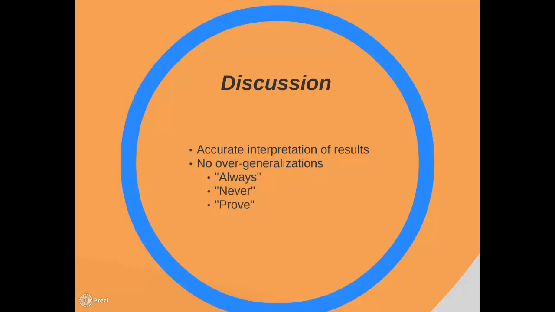Finally, in the discussion section, you should note whether the researchers have accurately interpreted their results. Researchers should avoid making sweeping generalizations or overreaching in their conclusions. Clues that this might be happening include words like always and never to describe outcomes, prove, which is a major no-no for research as no study can prove anything, and unwarranted causal language.